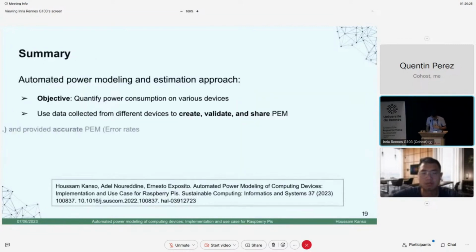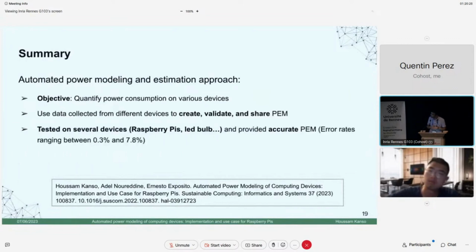To sum up, it's important to quantify the power consumption of different devices. Here we created, validated, and shared power estimation models across various devices.